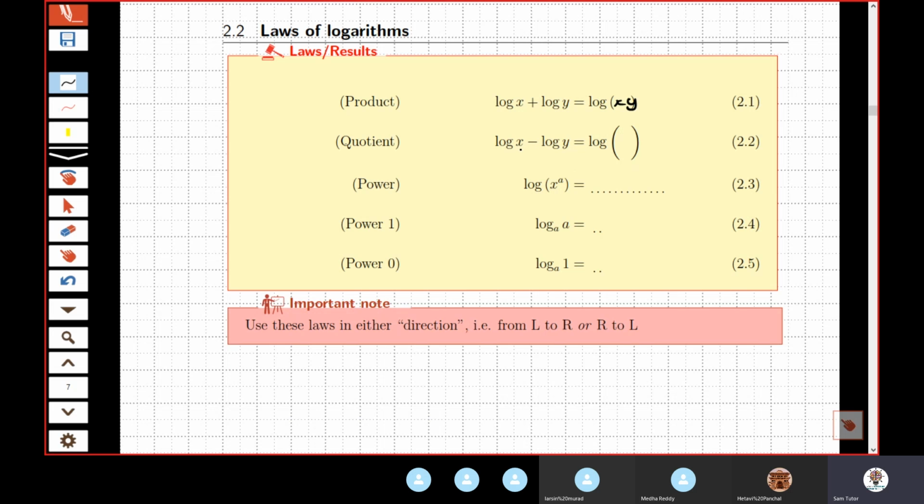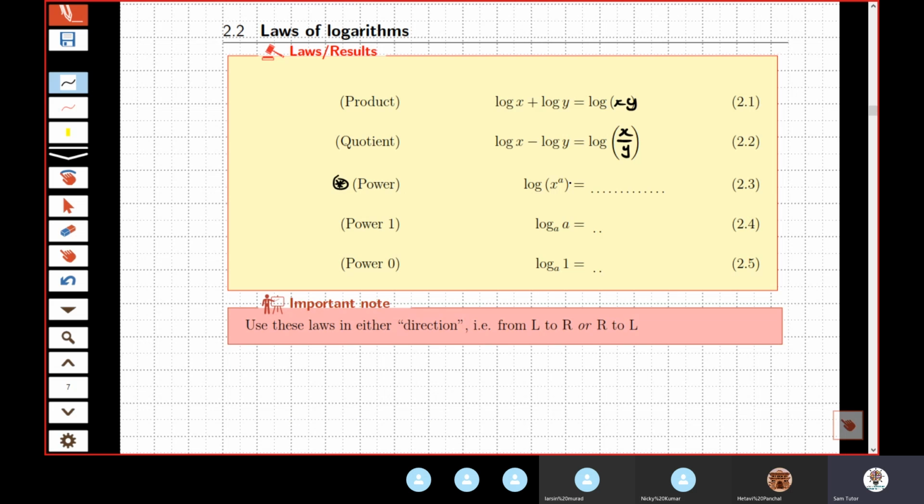Obviously, what's the answer for this one? Log x take away log y? X over y. Yeah, right. Common sense. X over y. This is probably the second most important rule. The most important one's coming up, but this is probably the second most important rule.